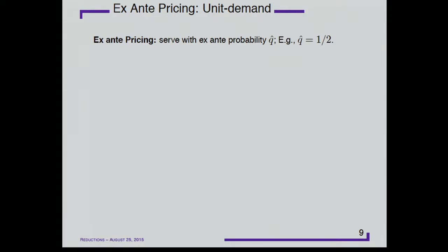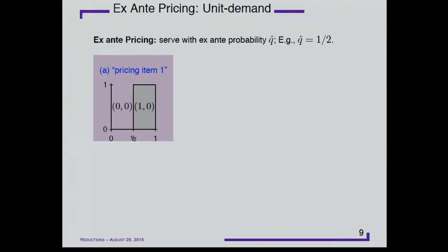I want to ask you what are some mechanisms that serve with ex ante probability Q hat, for, say, Q hat equals 1/2. Okay, here's something you could do. Only ever sell item 1. If I want to sell with probability 1/2 and I only want to sell item 1, I better post a price of 1/2, the player's uniform 0, 1.